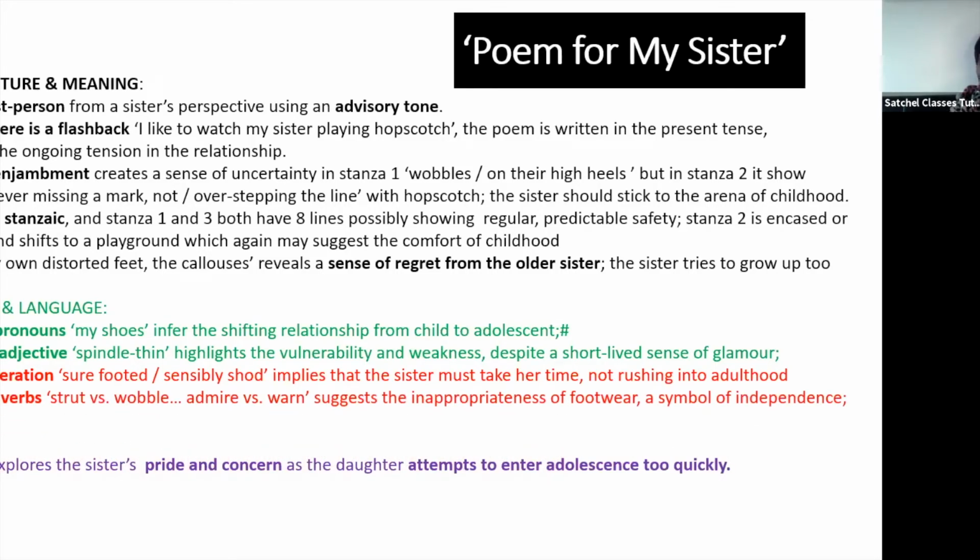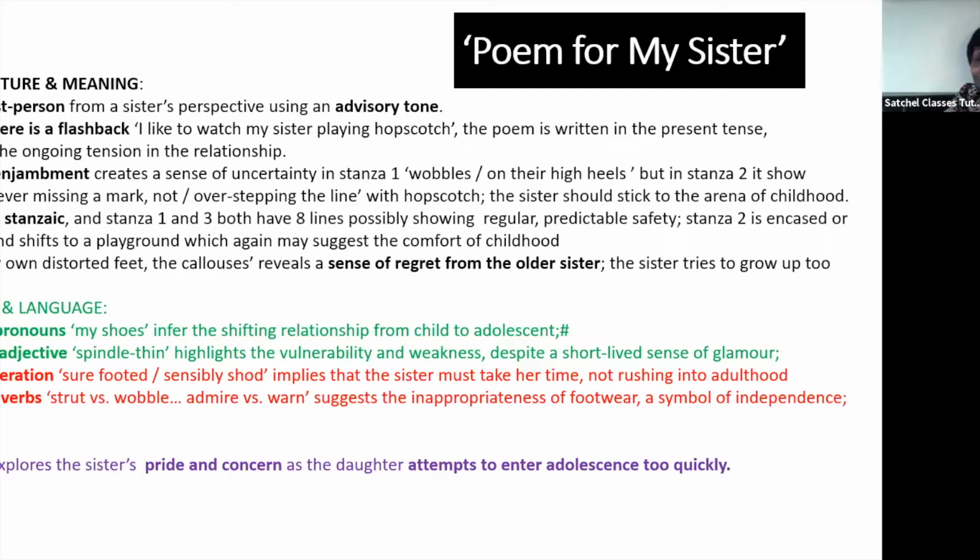Like the other poem, there are contrasting verbs. So you've got that sense of her strutting or trying to strut, but she wobbles. And you've got that sense that the sister is admiring her, but warning her. It's the inappropriateness of the footwear. She admires her sister on the hopscotch field, if you like, but she warns her in inappropriate footwear.